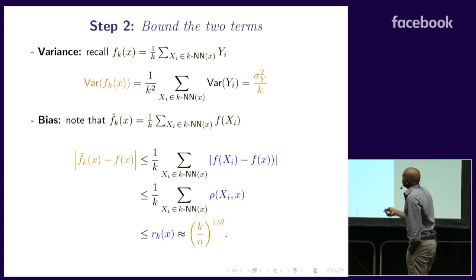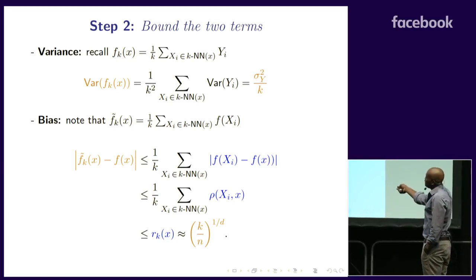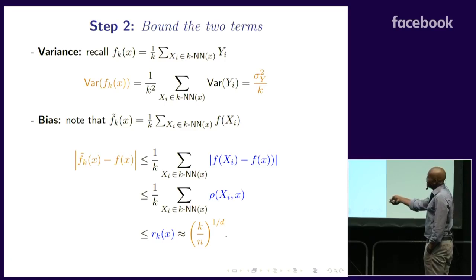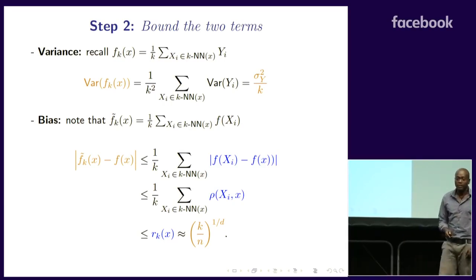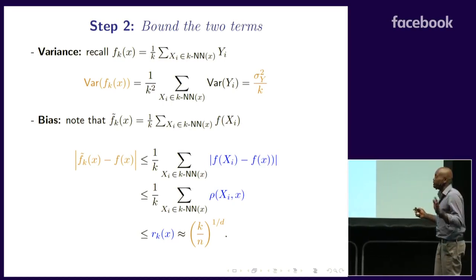I can automatically bound it this way. Now that I have this bound, the next step is just using the fact that f is Lipschitz. Now I just have f of xi minus f of x. If f is Lipschitz, this is bounded by rho of xi, x. The xi's that I'm looking at are just the nearest neighbors of x, and we know that rho of xi, x are all bounded by rk of x. And rk of x, we bounded earlier by (k over n) to the power 1 over d. So that's the analysis, essentially.